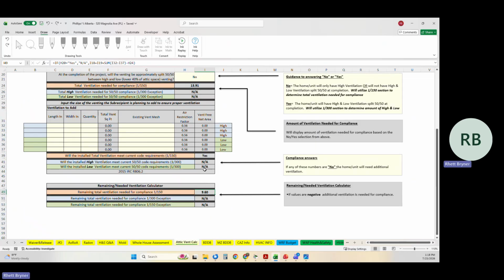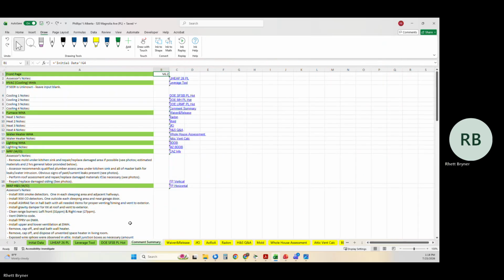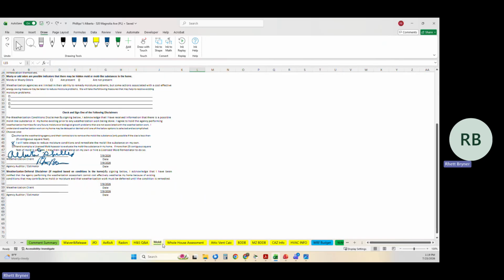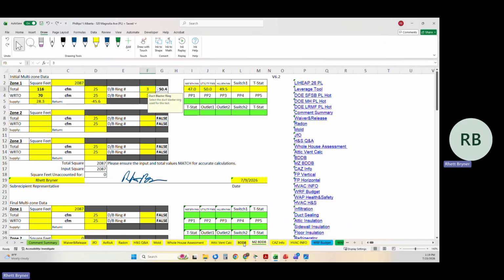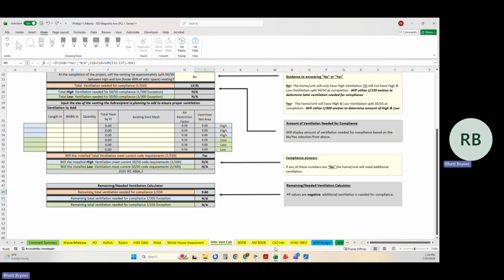So that completes this first section here. What we did, I'll just go back through it real quick. We went through the first few tabs here, just to give you an idea. Those are the summary tabs. These are the signature tabs up here at the beginning. And then we went through the CAS info, multi-zone blower door, and attic vent calc. That's sort of the first part of each report.